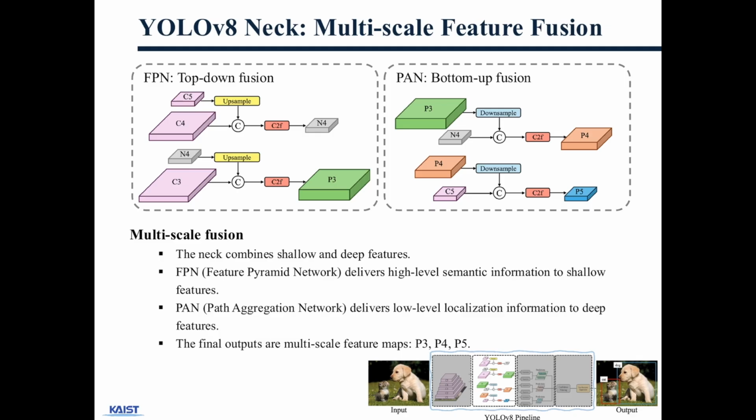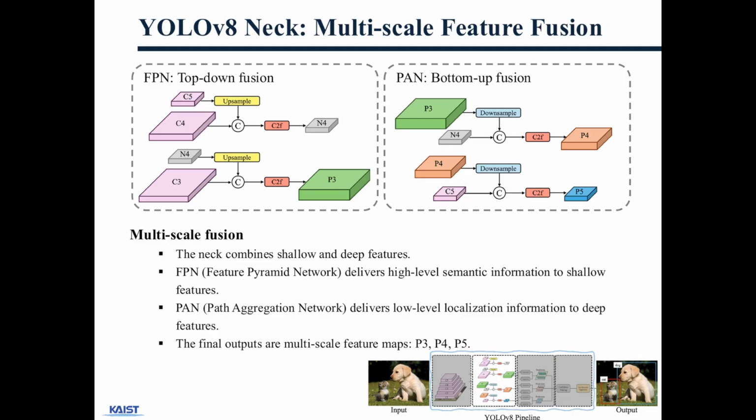In this slide, the process is divided into two directions, FPN and PAN. FPN stands for Feature Pyramid Network. It uses a top-down pathway. This means that high-level semantic information from deeper layers is passed down to shallower feature maps. In simple terms, deeper layers know more about what the object is, and FPN helps deliver this semantic information to feature maps with better spatial resolution.